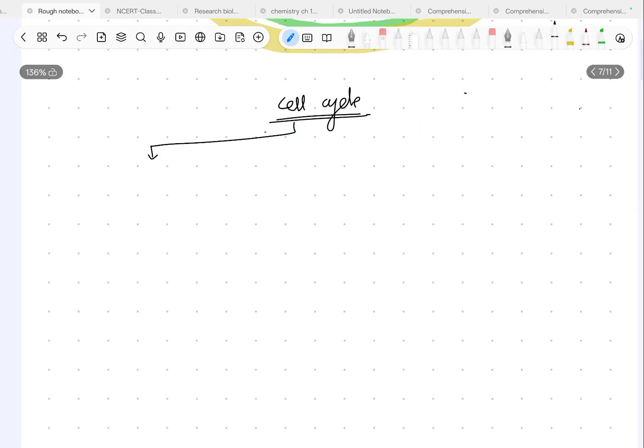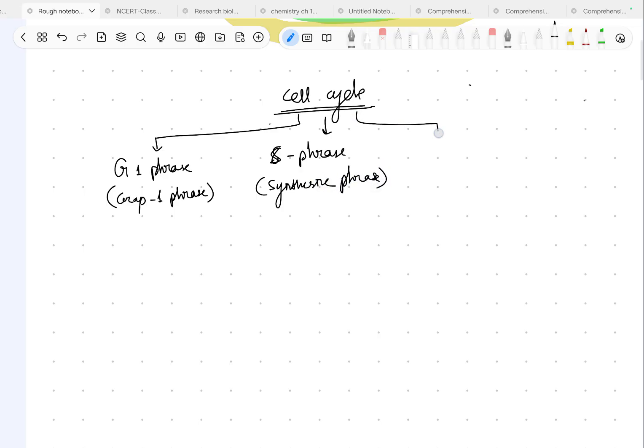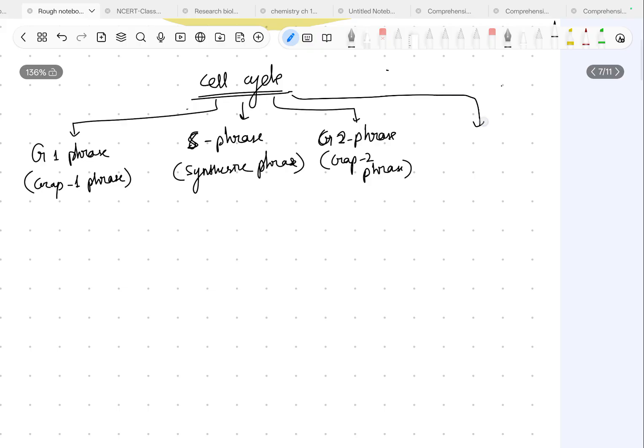So we have studied the cell cycle. In the cell cycle we have seen the G1 phase, the S phase, you can also state it as gap 1 phase, synthesis phase, then the G2 phase, which you can mark as gap 2 phase, and then the M phase. Here the actual division occurs.